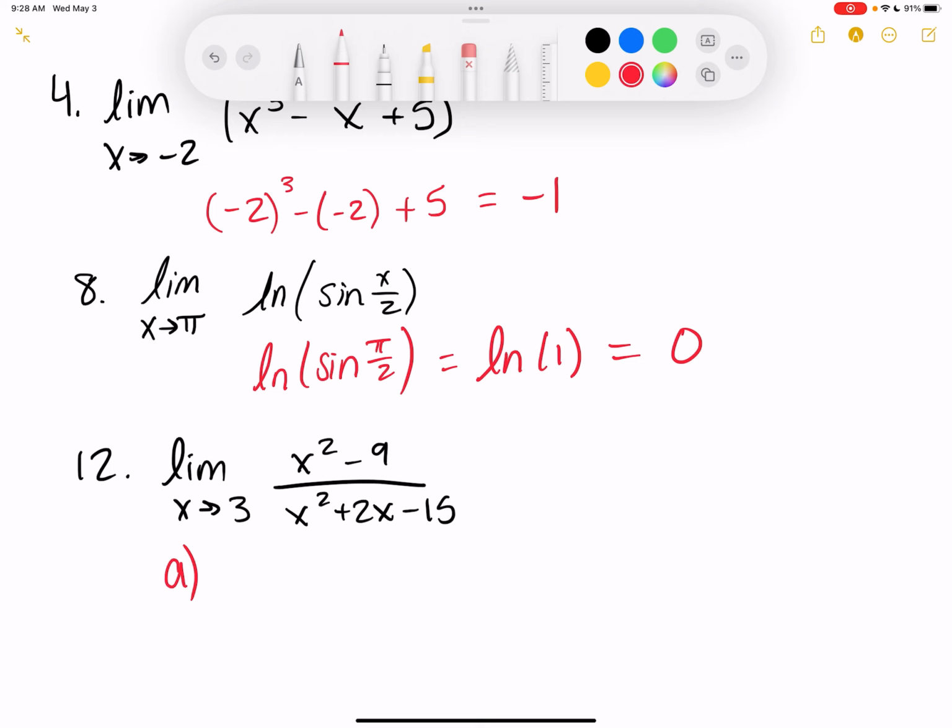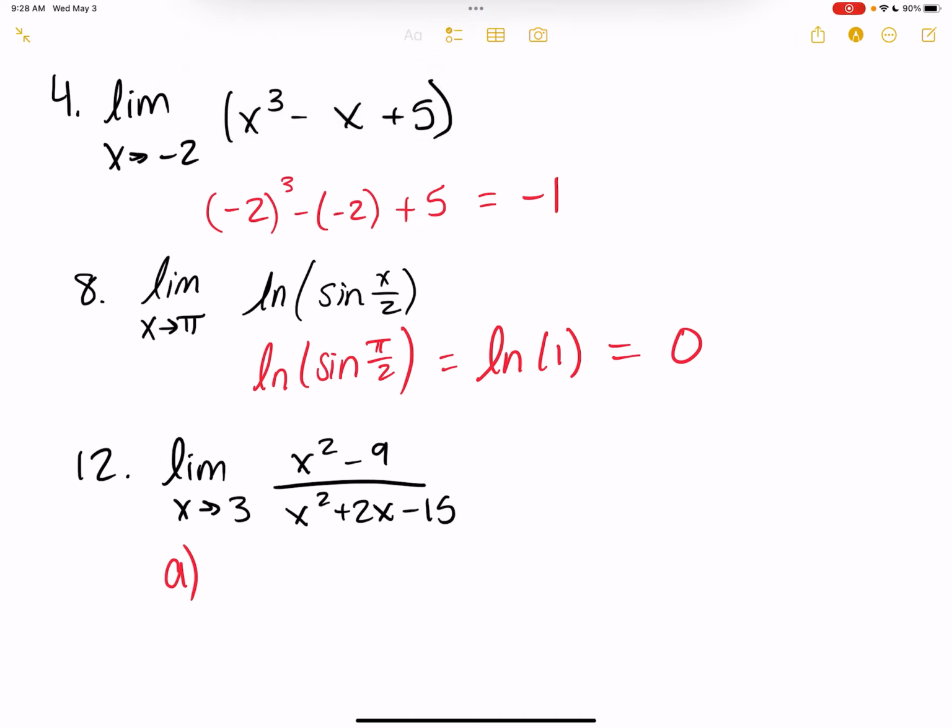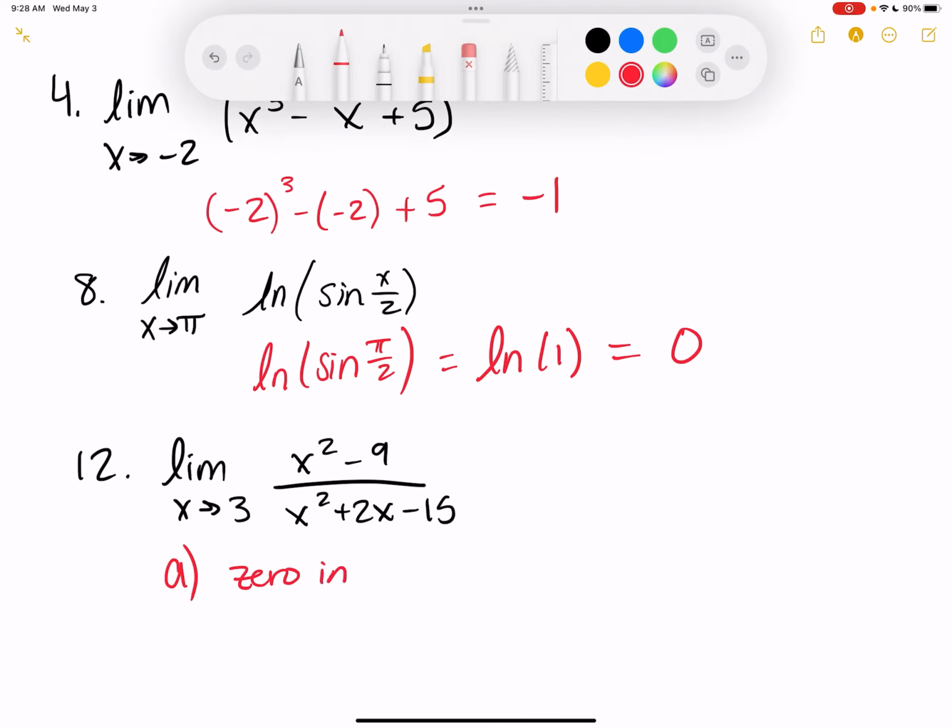So why can I not use substitution on this one? Because you're dividing. You'd have a 0 on top, and a 0 on the bottom. I'm more worried about the 0 on the bottom than the top, but yes. There would be a 0 in the denominator.